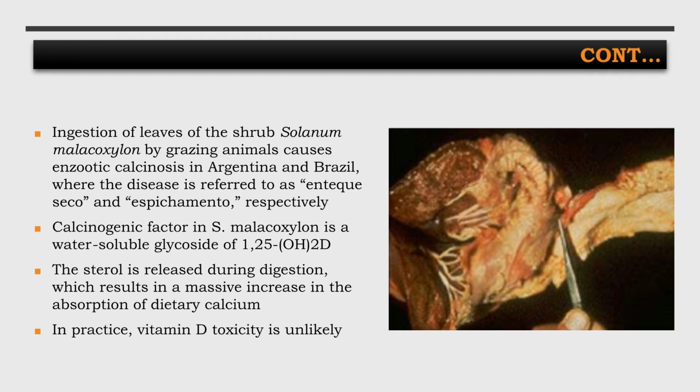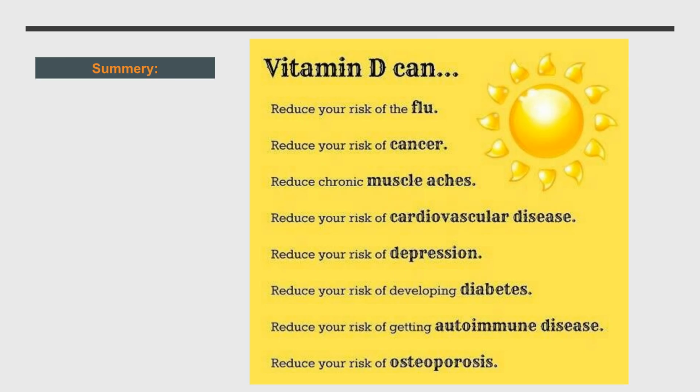Ingestion of the shrub Solanum malacoxylon by grazing animals causes enzootic calcinosis, often called enteque seco. This is due to a calcinogenic factor that dramatically increases the absorption of dietary calcium. However, general vitamin D toxicity is uncommon in practice. In conclusion, vitamin D is a vital nutrient for animals, essential for bone health and overall well-being, but must be managed carefully regarding both deficiency and excess.